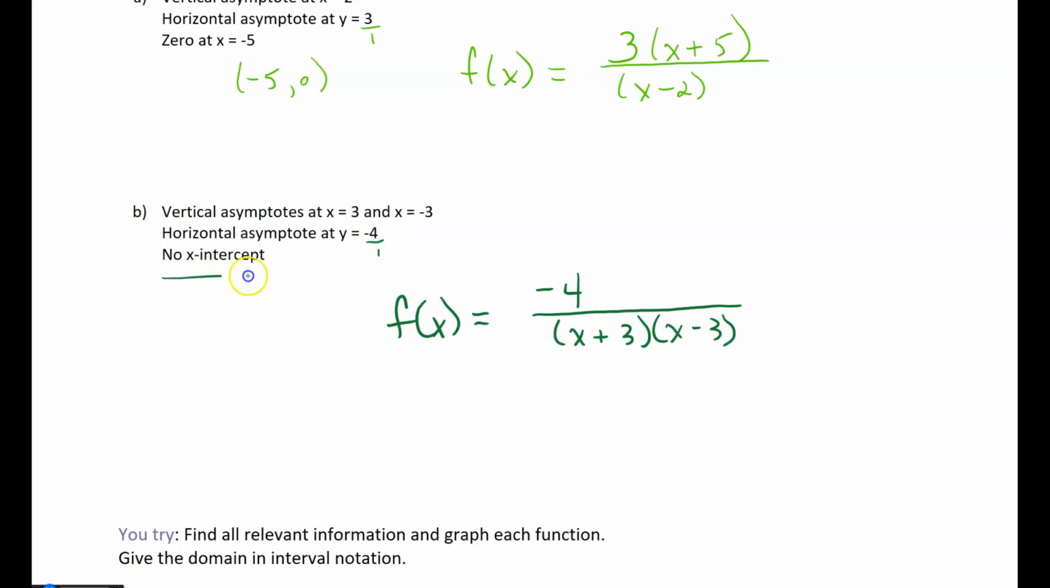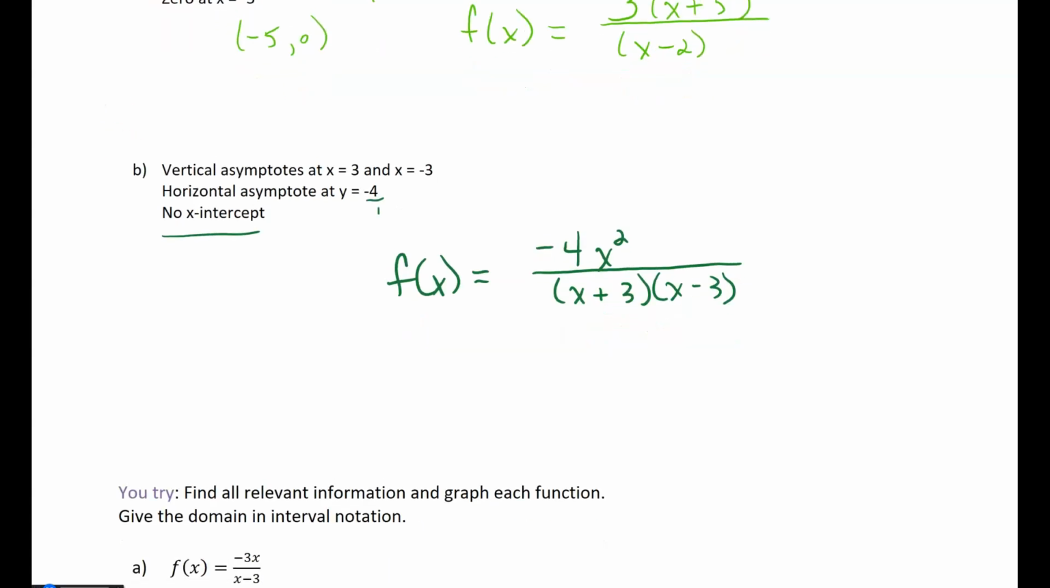It says there is no x-intercept. So there's a couple things we have to keep in mind. If this has a horizontal asymptote of -4, that means we had to have a division of coefficients. So exponents would have to be the same. So I know I need to have some sort of an x squared up here because I have an x squared in the denominator. So next thing I have to consider is we would be setting this numerator equal to 0 and solving for x.